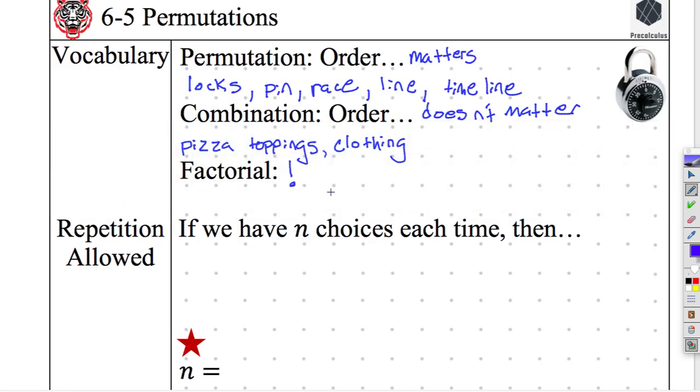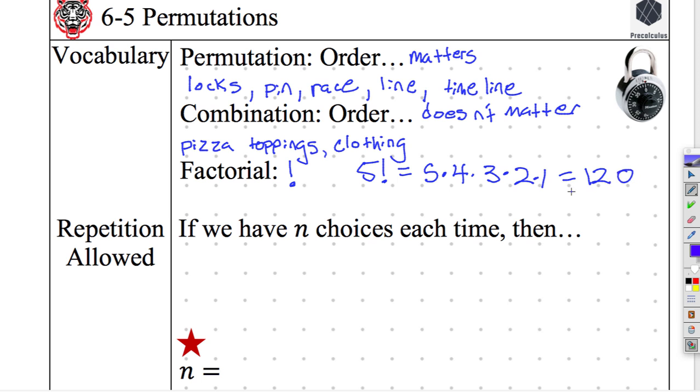So factorial is this symbol. Write it in your notes. If you say 5 factorial, that's equal to 5 times 4 times 3 times 2 times 1. Not times 0, it just ends at 1, otherwise it would be 0. So 5 times 4 is 20. 20 times 3 is 60. 60 times 2 is 120. 120 times 1 is 120. 120 is the answer to 5 factorial.